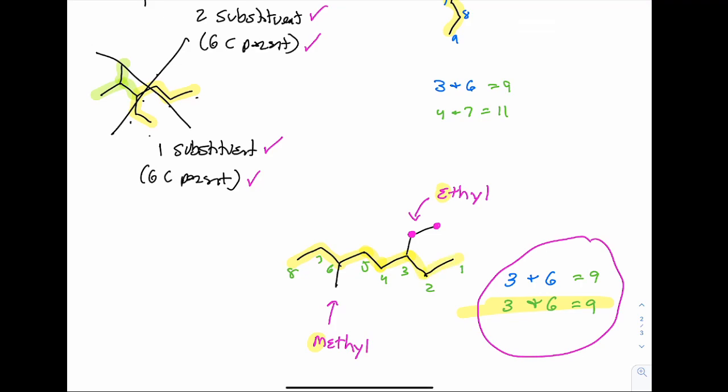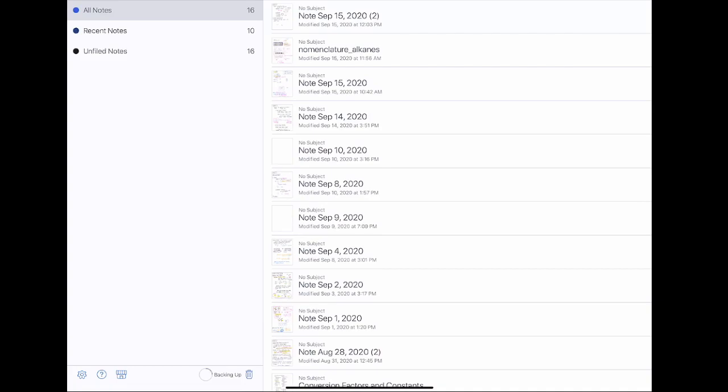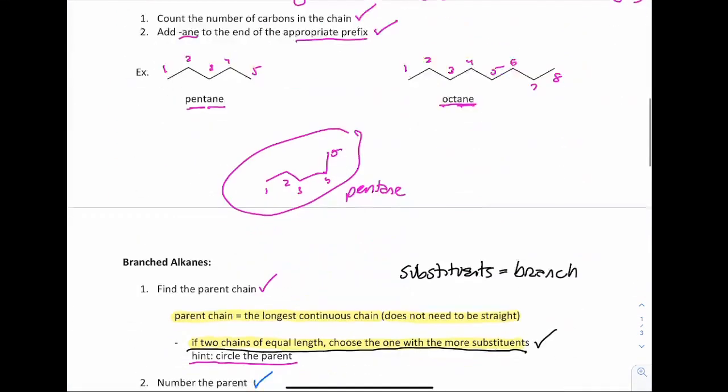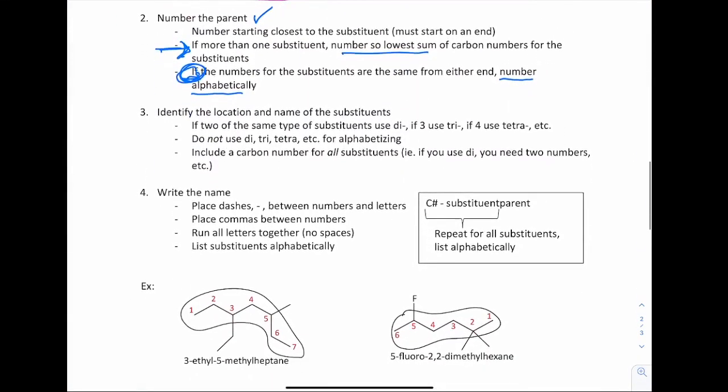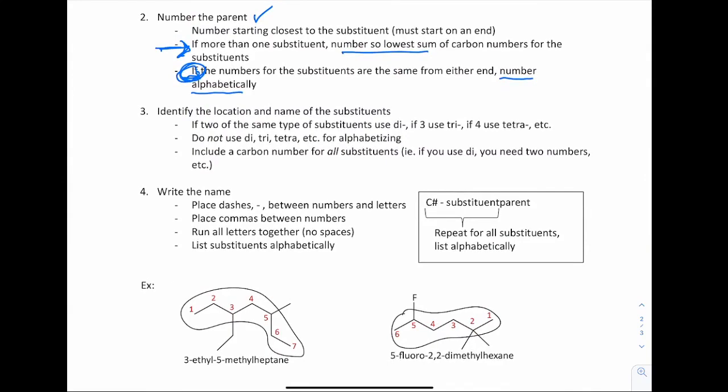All right, so that was that step. Our next step is actually going to be to start putting the name together. To do that, we're going to go back out and look at our rules here. So we are now on step 3, and I'm going to do 3 and 4 together. So we'll read through them and then we'll go back to our example.